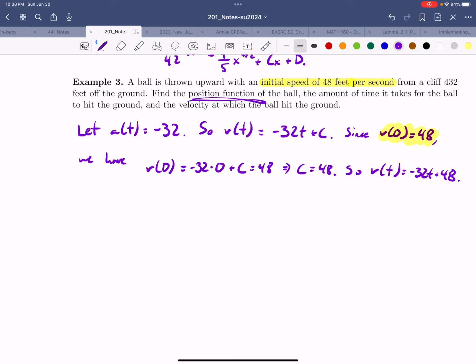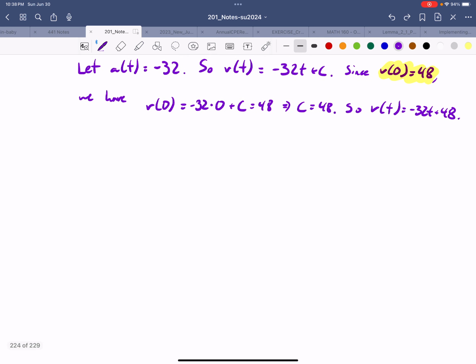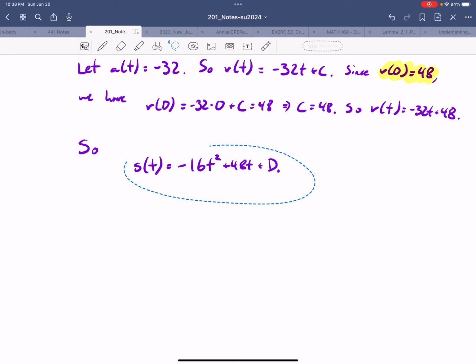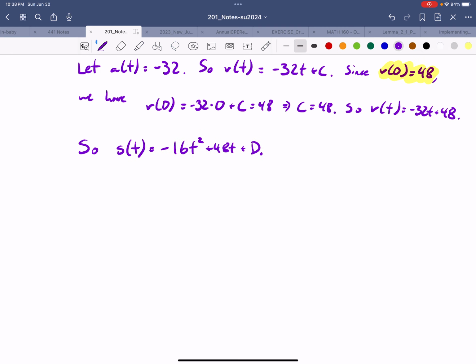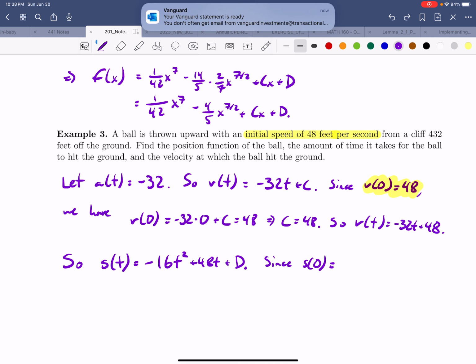Since we're trying to find, again, the position function of the ball, we can just anti-differentiate v of t, right? So s of t equals negative 16t squared plus 48t plus, I'll call this d. Actually, maybe I won't skip a line for now. I'll put it up here, right? And we know that s of 0, the initial position of the ball, is 432.